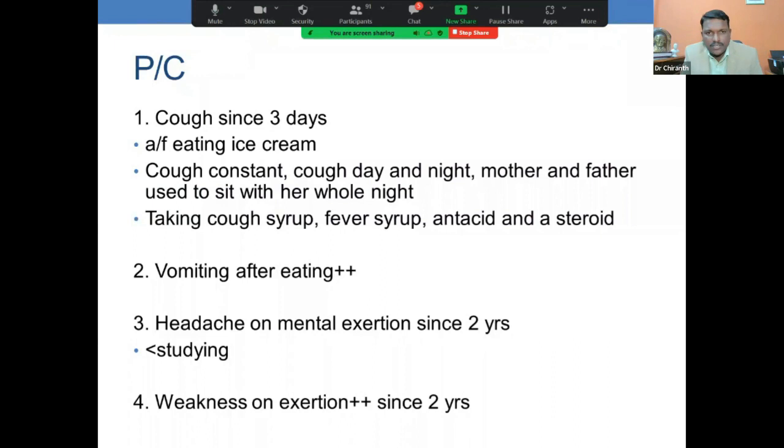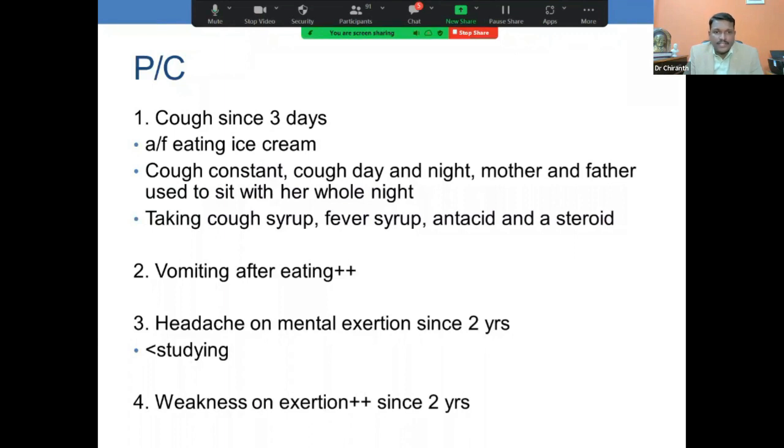There was a constant cough day and night. What the mother and father used to do was, for 2 hours the mother used to look after her in the night while the father was sleeping. Later, after 2 hours, the mother used to go to sleep and the father used to come and look after her, because it was such a continuous day and night cough. It was not better with any of these syrups, including an antacid that was given because of the acidity created by all those 3-4 kinds of syrup she was taking.